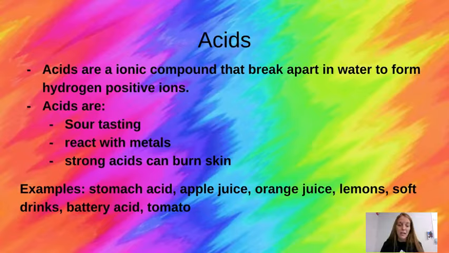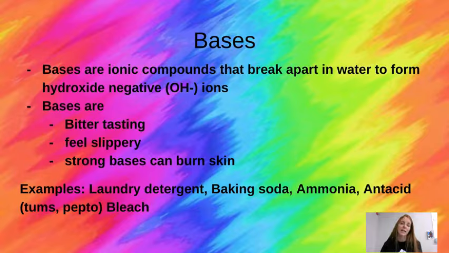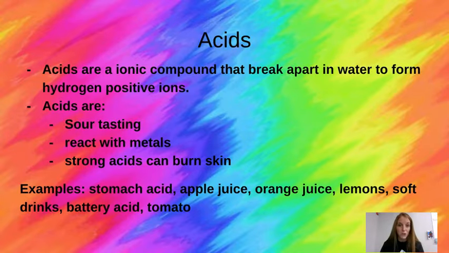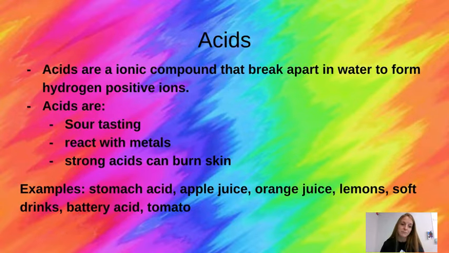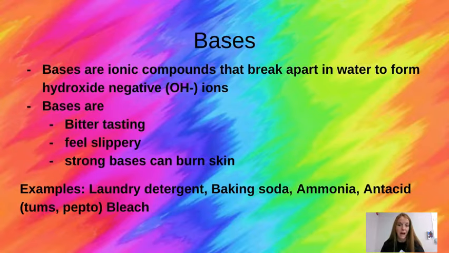They'll react with metals. They can be harmful to your skin. The stronger the acid, the more it can burn your skin. Some examples of that: everyone has an acid in their stomach that helps break down your food, which allows it to digest. Apple juice is acidic, but it's not harmful to you. Orange juice is acidic. Lemons are acidic. Again, none of those things are harmful to you, so you can ingest them or eat them or drink them. Soft drinks are acidic. Battery acid is a pretty strong acid and could be very harmful if you touch it. And then tomatoes are another example of an acid.